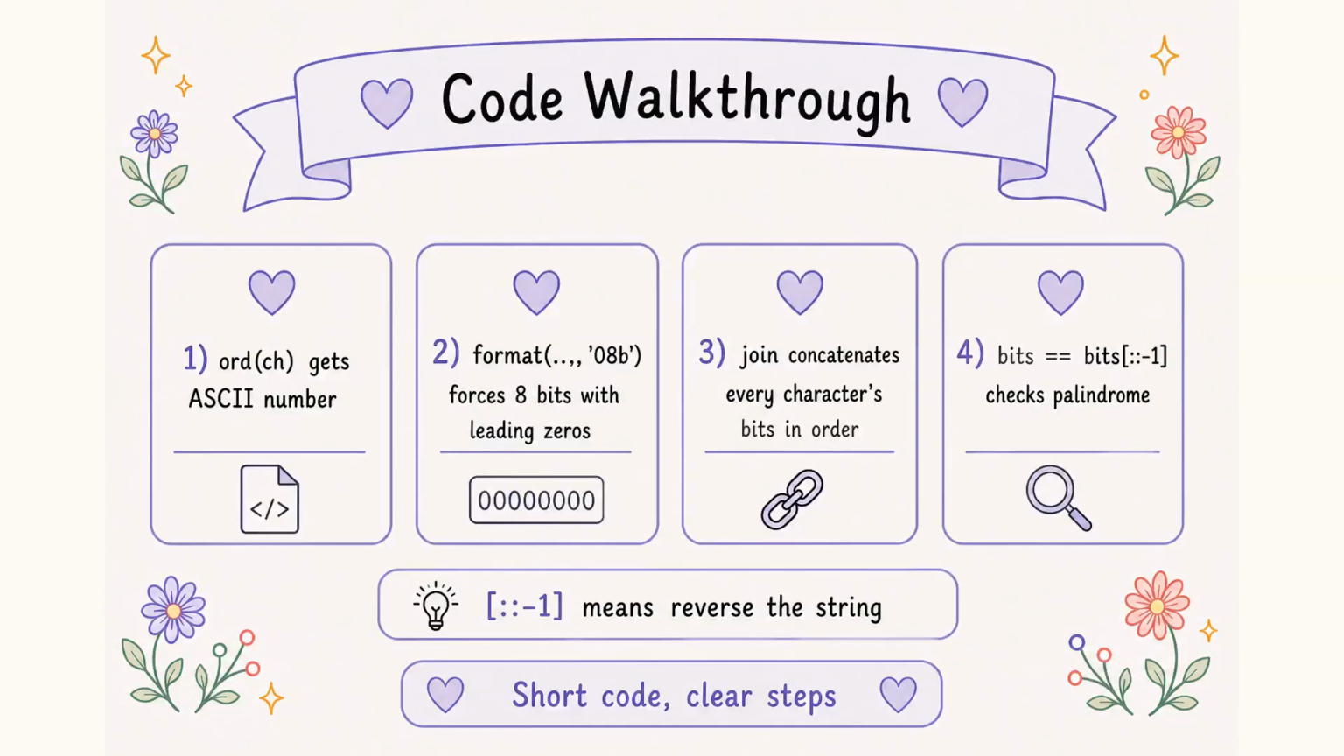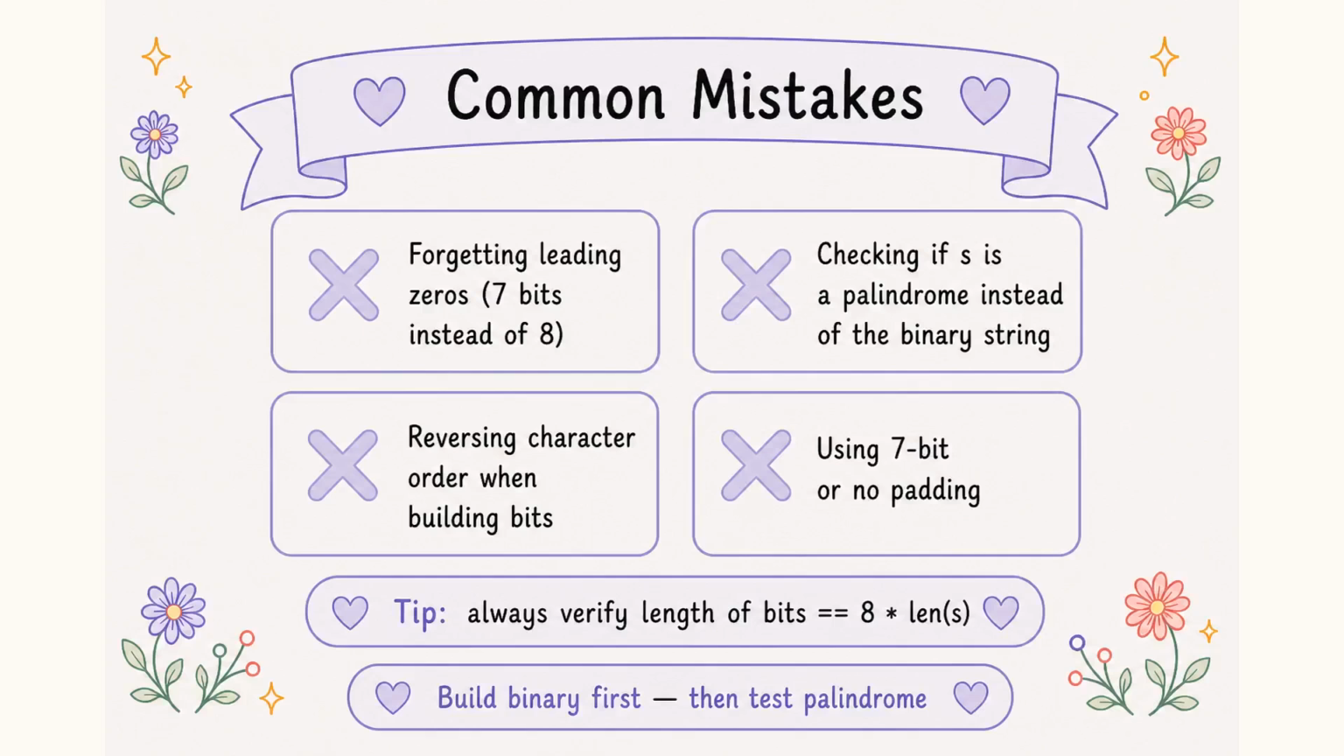Code walkthrough. ord gets the ASCII number. Format with 08b forces 8 bits and keeps leading zeros. Join concatenates every character's bits in order. Comparing bits with bits reversed checks the palindrome. Short code, clear steps. Common mistakes.